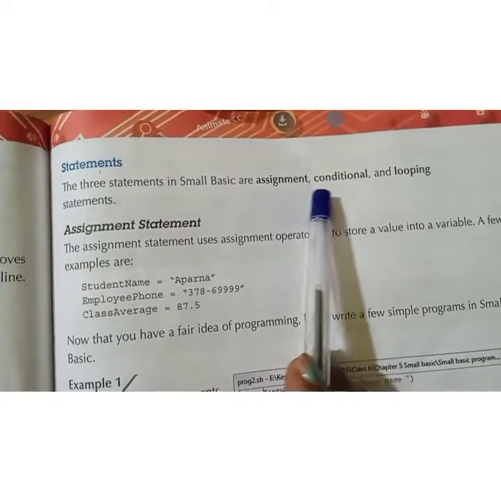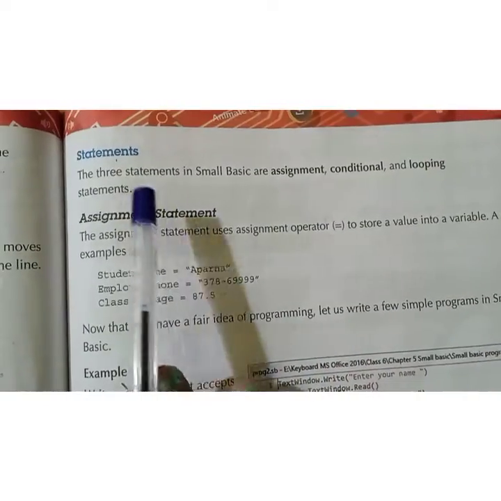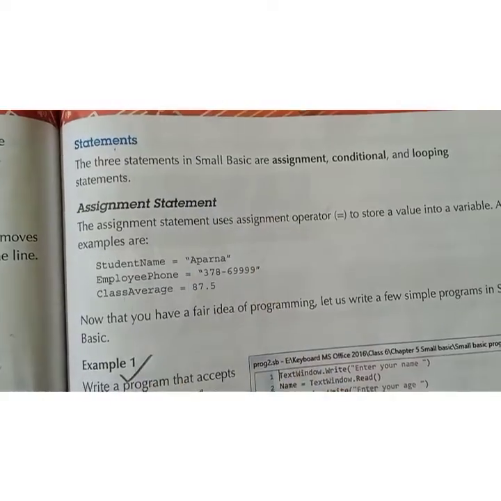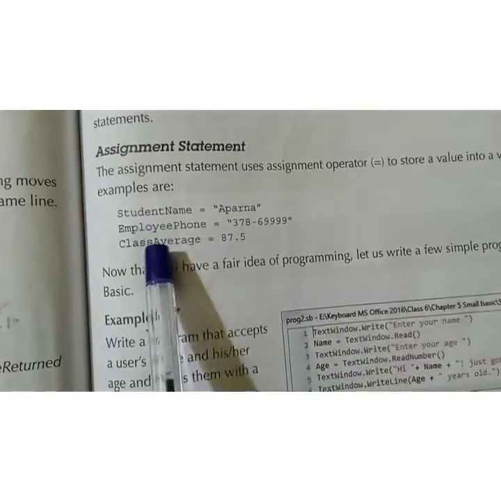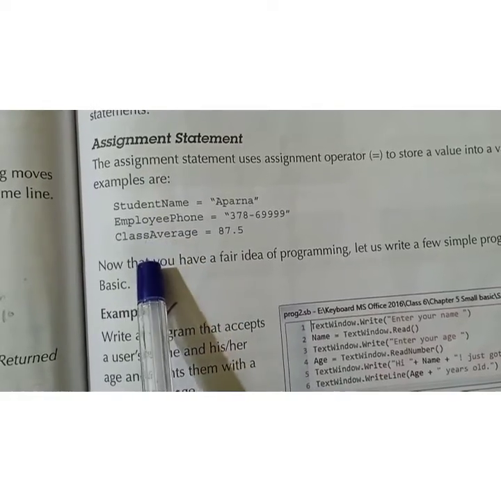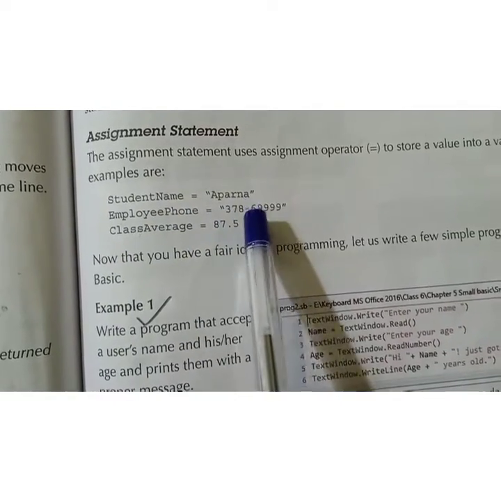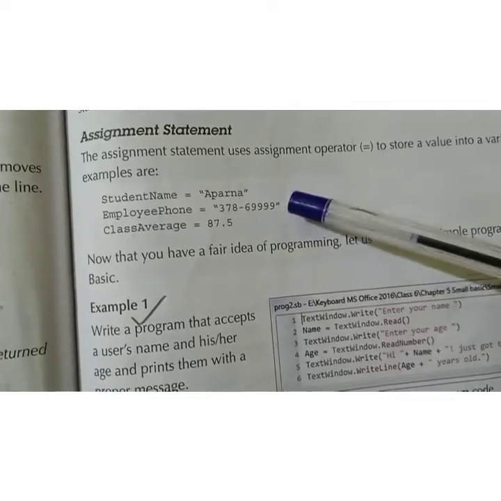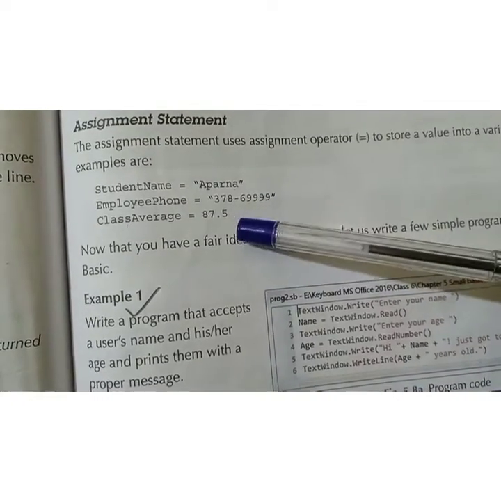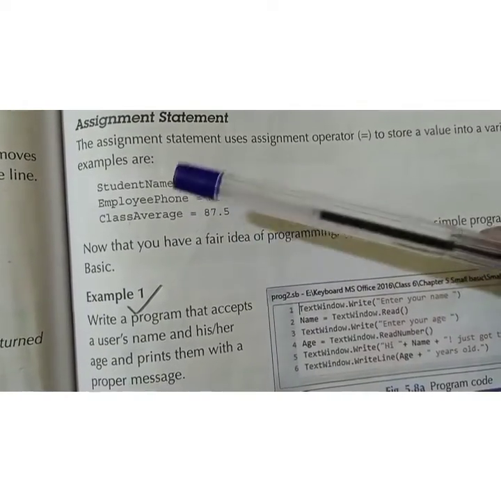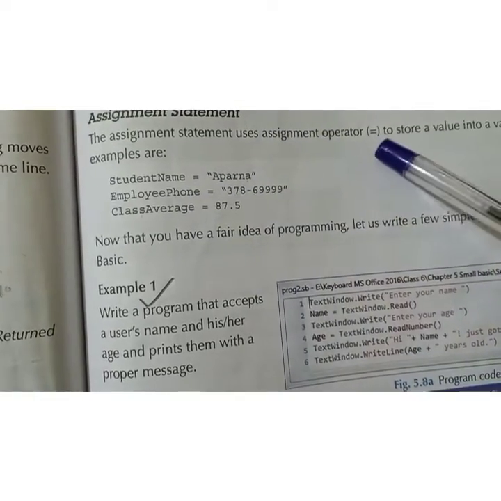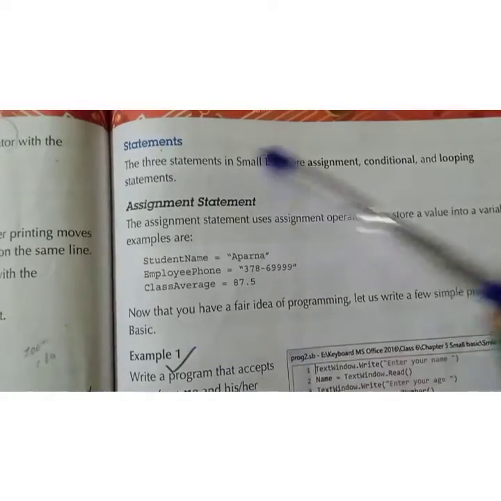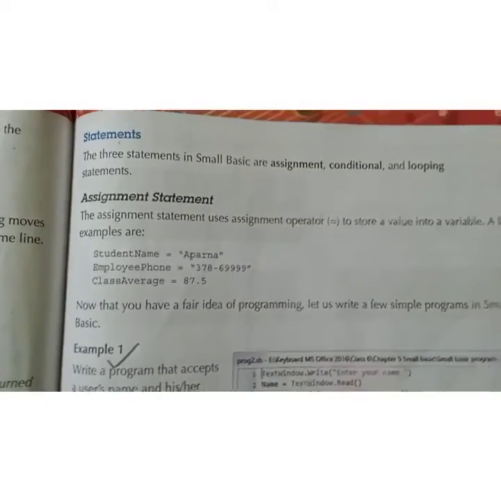Next, here in Small Basic there are three kinds of statements: assignment, conditional, and looping statements. In the assignment statement, we use the assignment operator equal to, which is used to store values into a variable. Student name, employee phone number, class average are the variable names. So Abarna X is a string constant, and it is stored in student name. The next one is phone number, also a string constant. Then the floating point is a numeric constant. These are stored in the variables.